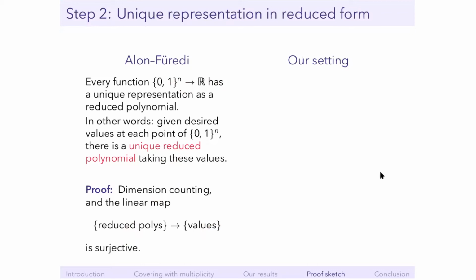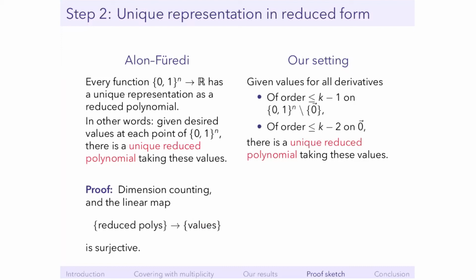And what we want in our setting is a slightly more general thing, because in the Alon-Füredi setting, we only cared about evaluation at points on the hypercube. But in our setting, we care about evaluation and also about derivatives. So the fact that's true in our setting is this: the information I give you is that at every point of the hypercube, I tell you the values of all derivatives of order at most k minus 1, except for at the origin. And at the origin, I tell you the values of all derivatives of order at most k minus 2. If I give you this long list of values, then you can find a unique reduced polynomial, reduced in the sense of the previous slide, that takes on these values and these derivatives.